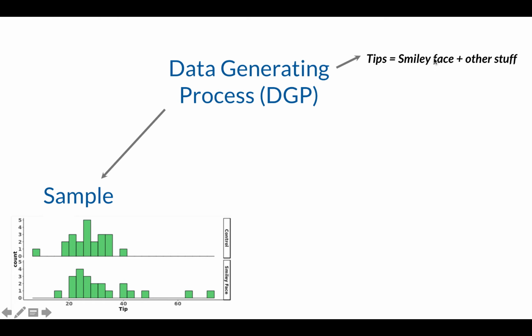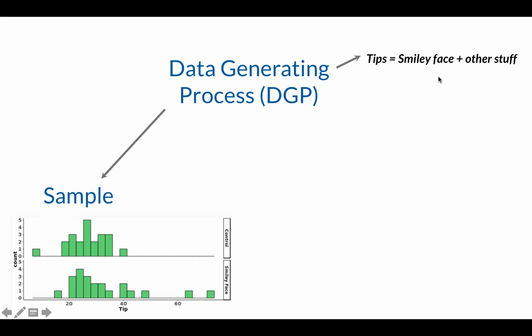But obviously, smiley face isn't the only thing that influences tips. There might be other stuff too. So we leave other stuff, things like how much food did they buy and how nice was the service, right? So this is one theory of our DGP. Now, do we know if that theory is true based on our data? No. I mean, this is just our data. This is what we want to know.